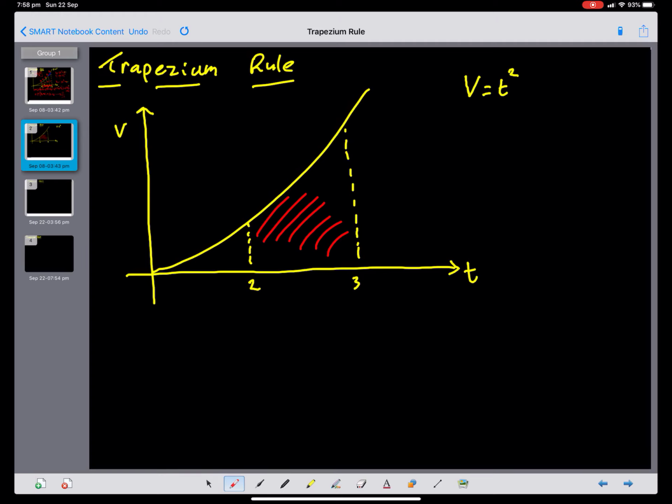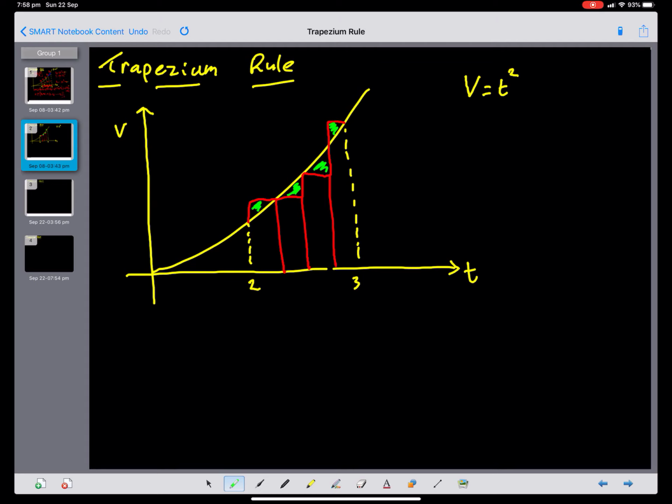We've got a variety of shapes we can use to split this area up. We could use a rectangle. Let's have a look at using a rectangle. We could split this up into rectangles, and this will give you an error, which I'm going to colour in here.